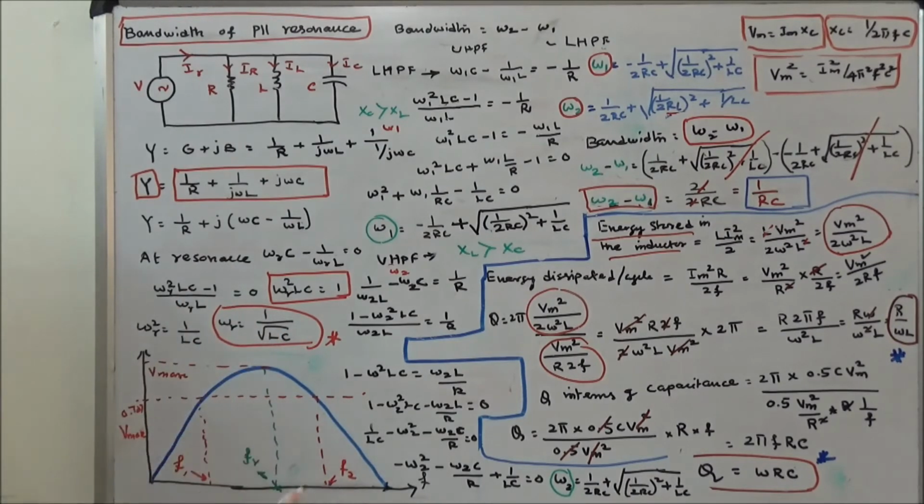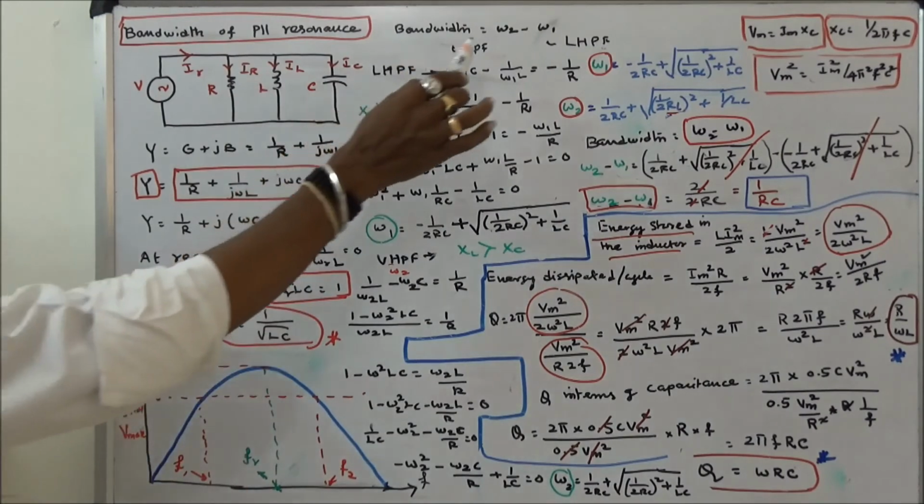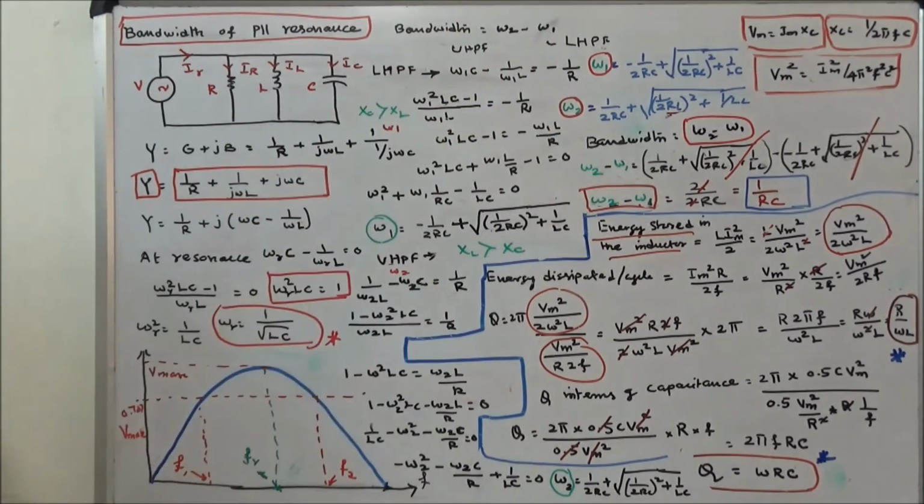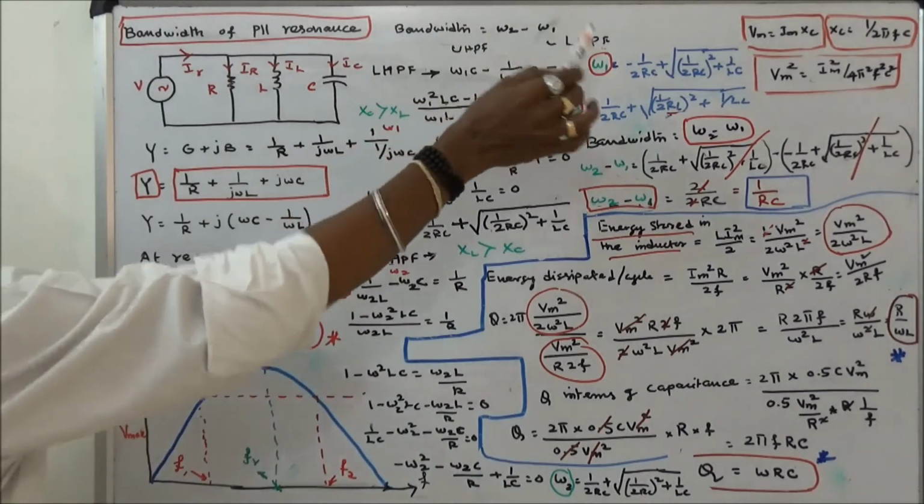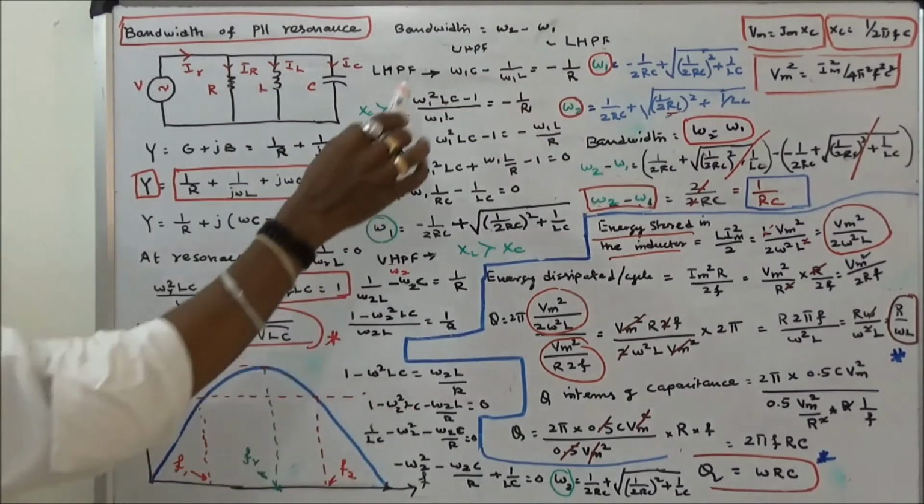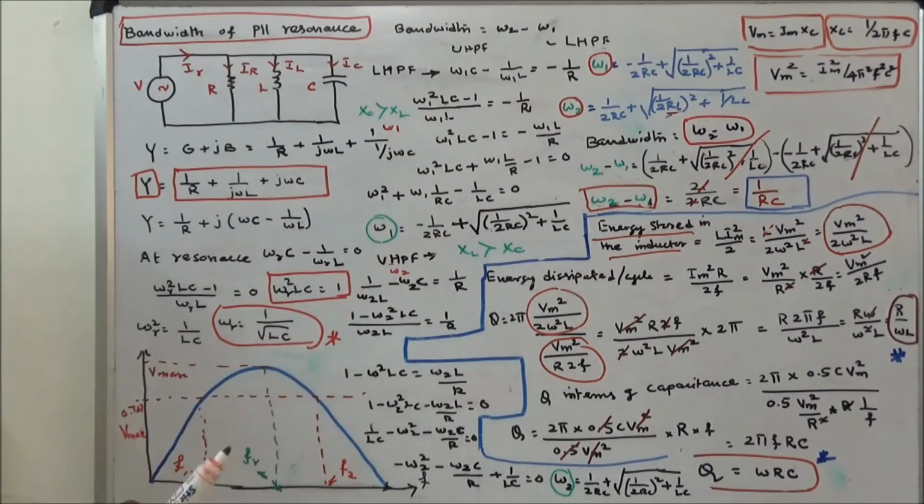So this is the graph. X-axis is frequency, Y-axis is V. This is V maximum, and this is 0.707 V maximum. This is the lower half power frequency. This is the upper half power frequency. This is the resonant frequency. Now we calculate the bandwidth. Bandwidth is equal to omega 2 minus omega 1. Omega 1 is the lower half power frequency in radians per second. Omega 2 is the upper half power frequency in radians per second.